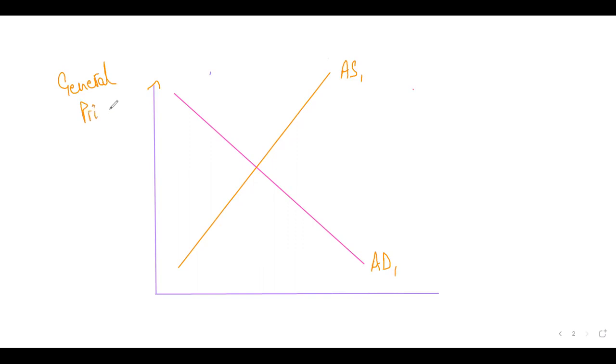What does GPL stand for? General price level. And what do we have on the x-axis? We have real GDP. Okay. Now, increase in aggregate demand.